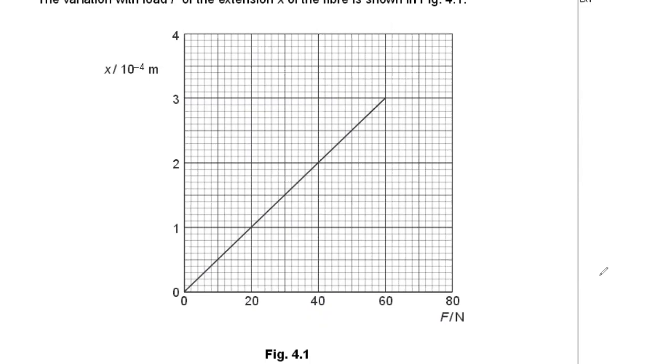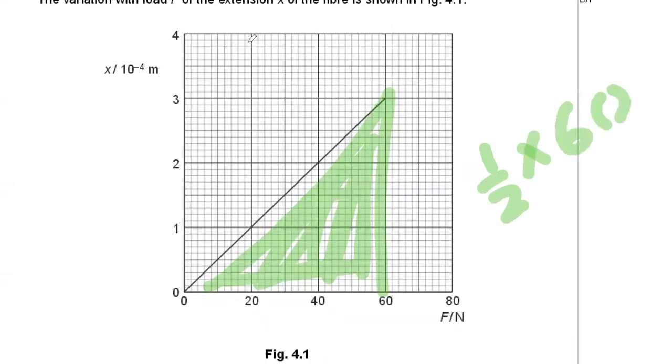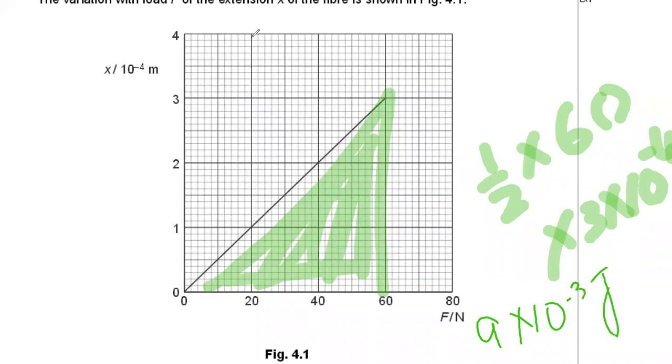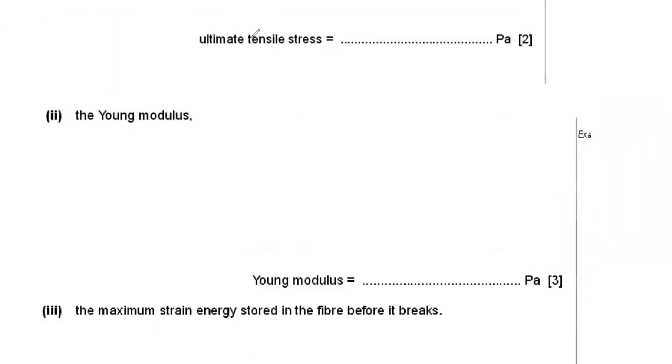So basically what you're going to do over here is go ahead and, this is your triangle, right? So you're just going to use the formula of area of triangle. Half into base, your base is going to be 60, and height. Divyanshu, what was your answer? I got 9 into 10 to the power minus 3. Yeah, okay. So that is going to be the answer: 9 into 10 raised to power negative 3, and the unit is going to be joules. So that is how you're going to calculate that.